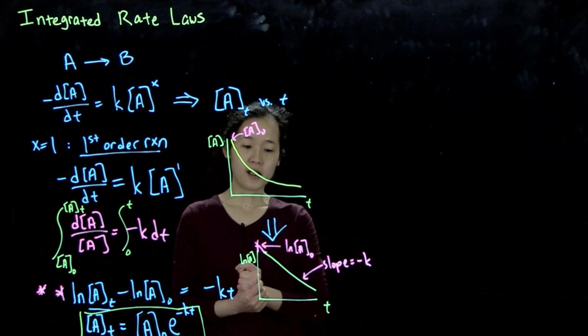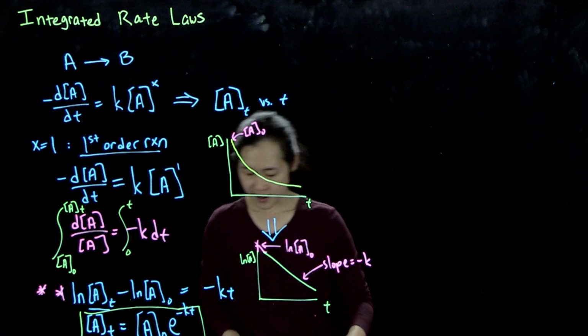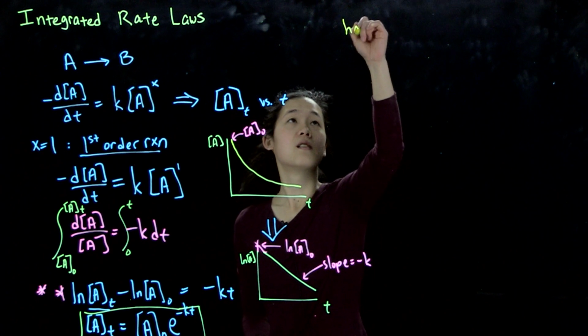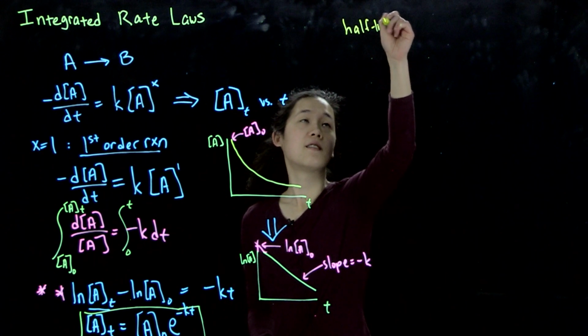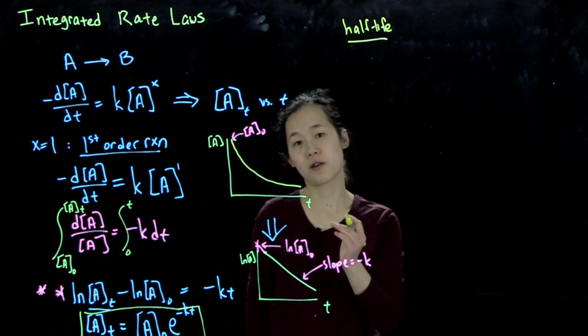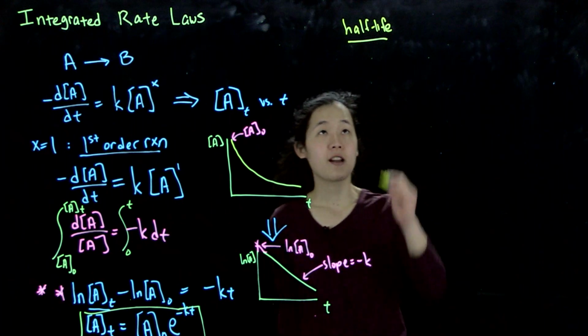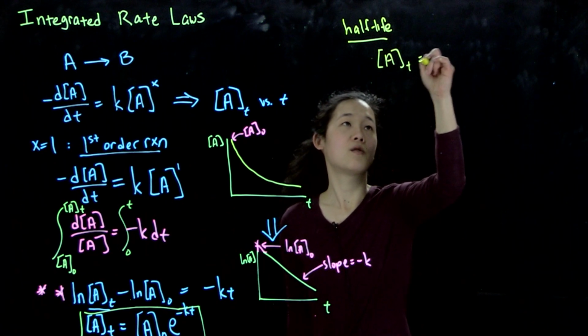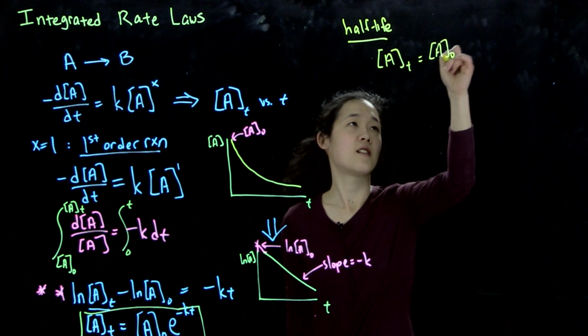But one thing I want to point out is there's such a thing as the so-called half-life. You might hear this. This is especially common in terms of radioactive decay, which is also first order. So the half-life is when A at time t equals A naught over 2.